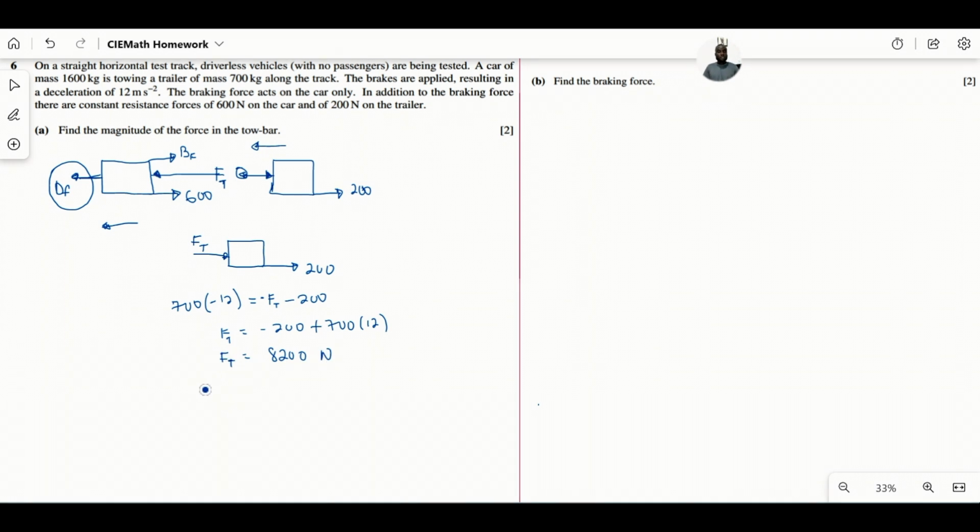So the magnitude of the force acting in the tow bar is 8,200 Newton. 8,200 Newton. Now let's consider the car and calculate the value of the braking force.